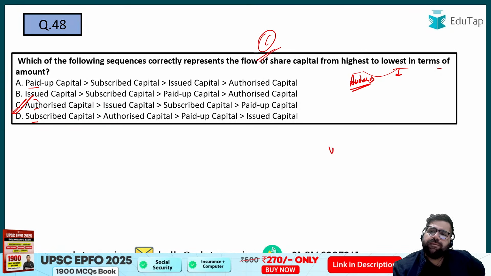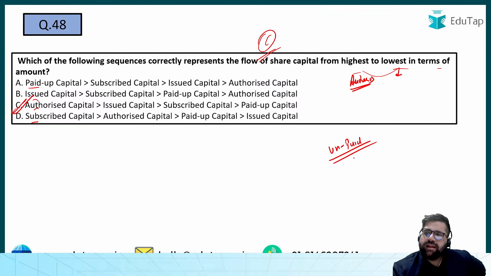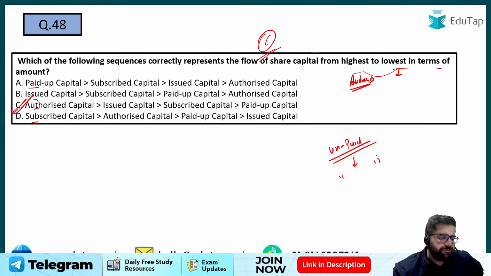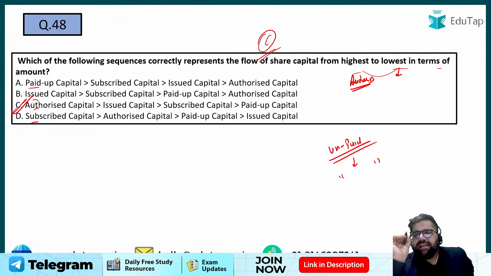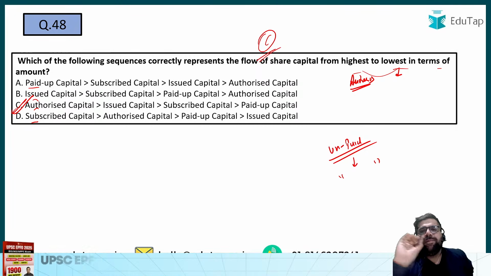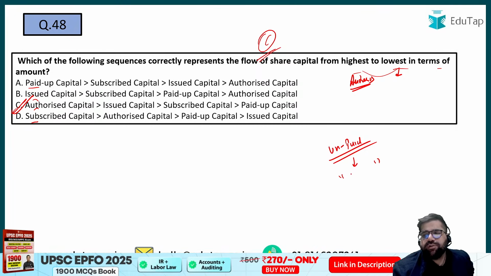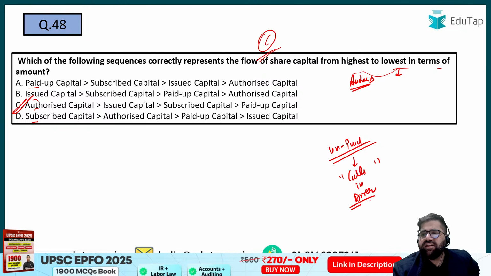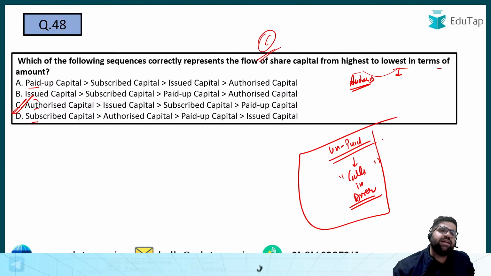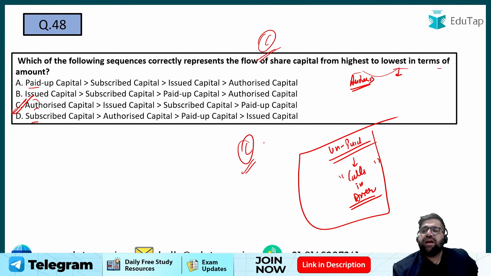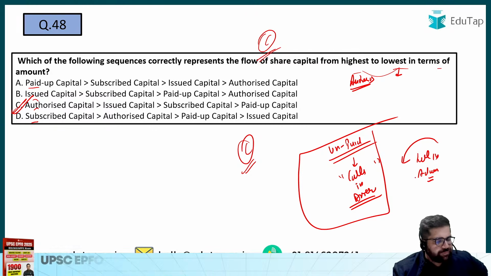Tell me, my friend, if certain capital remains unpaid, that thing in accounting is known as what? If the amount is not paid, it's unpaid. This is known as what? Calls in arrears. Right? So my right answer over here will be option C. And if some people pay you money in advance, that is known as calls in advance. I hope you know it.